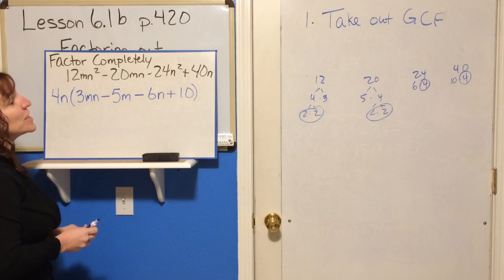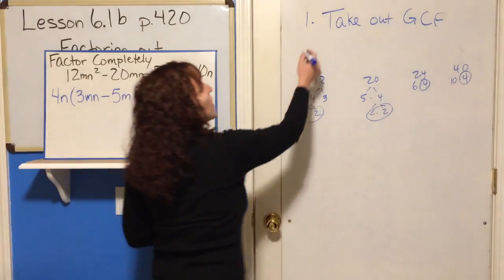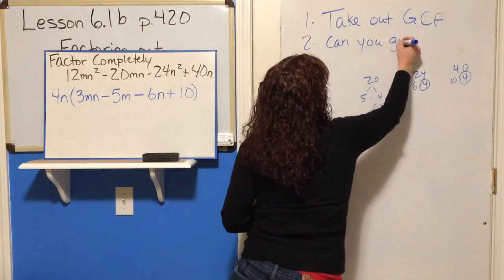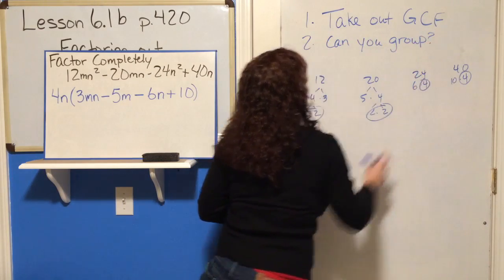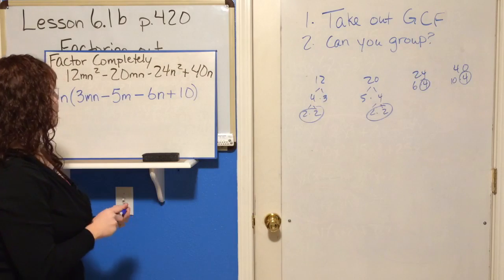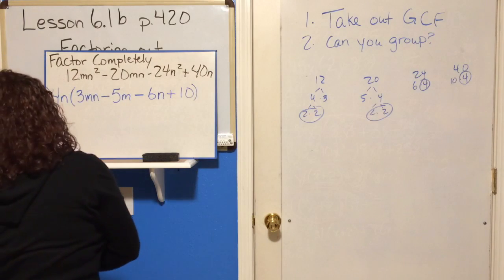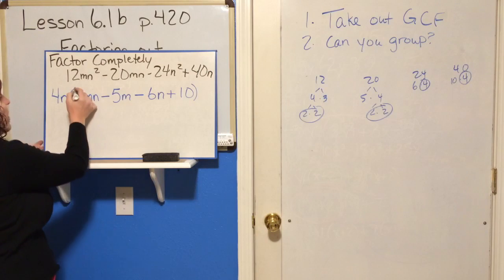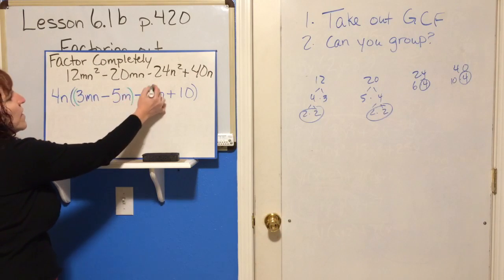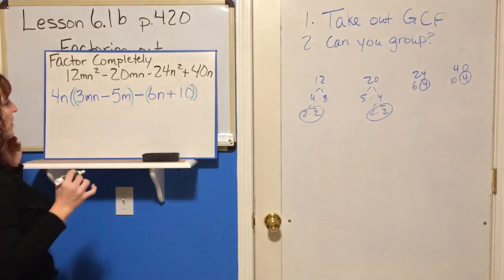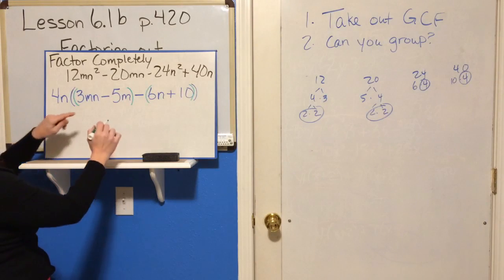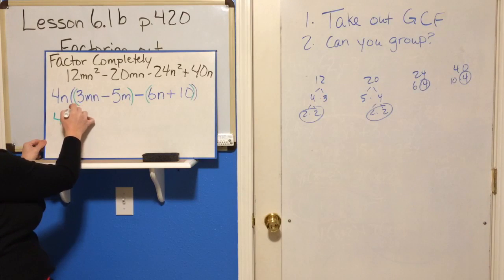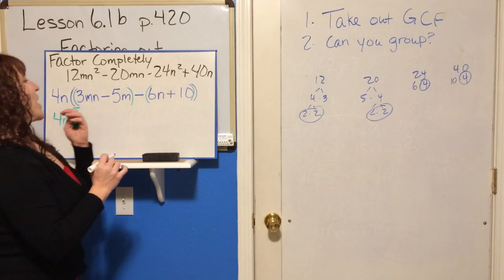Step 2 is to look to see if you can group, all right? So can you group them? You've got 4 terms here, so let's just try it. Let's try grouping this one and this one. Okay. Let's see. So if we do that, now don't lose the 4n on the outside. And then let's keep a bracket around these.